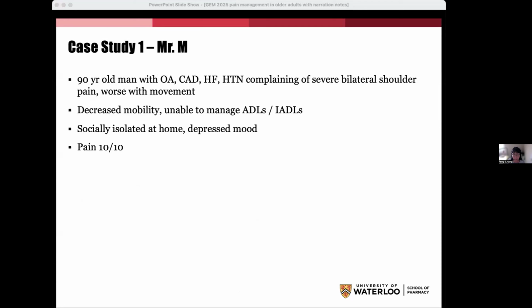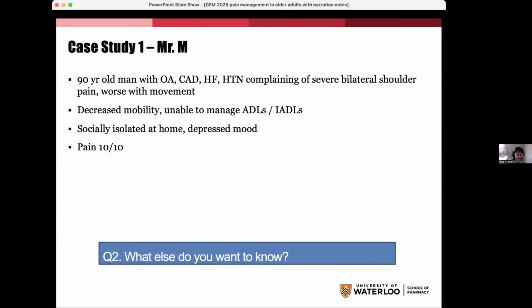So at this point, what else would you like to know? So this is thinking about assessment. So you already know a bit of that presenting picture, right? What else would you like to know in terms of things that you want to find out from him, his family, his health aide, current medications? Yeah, that's a great point, right? What else is he taking? What could be making it better, worse? What has he tried? Yeah.